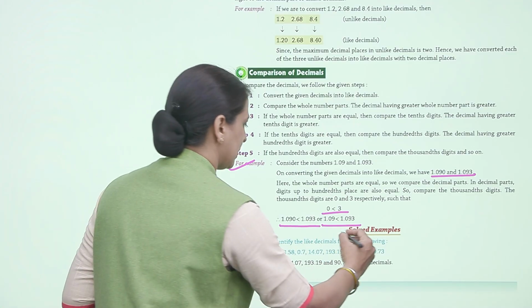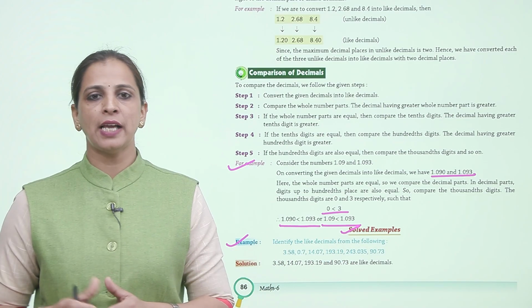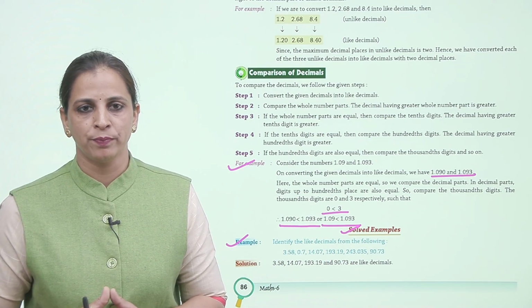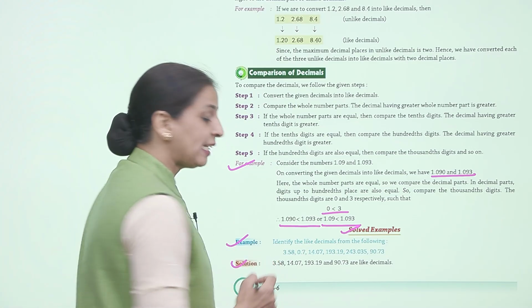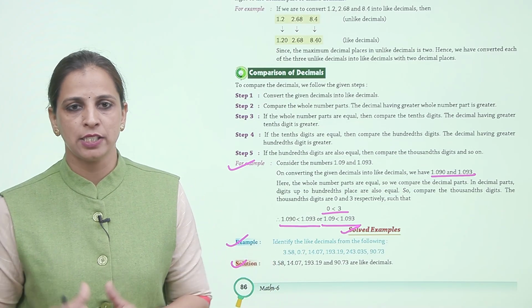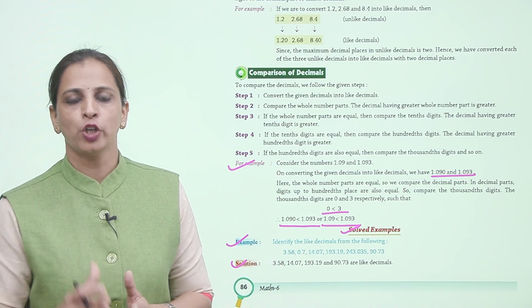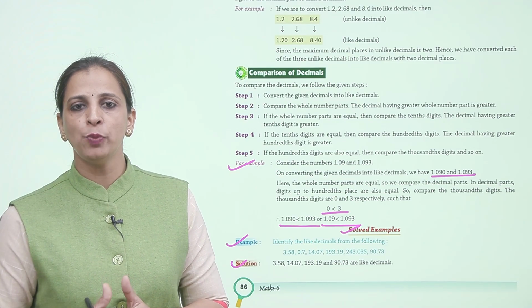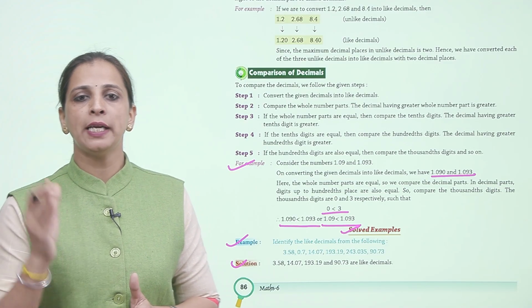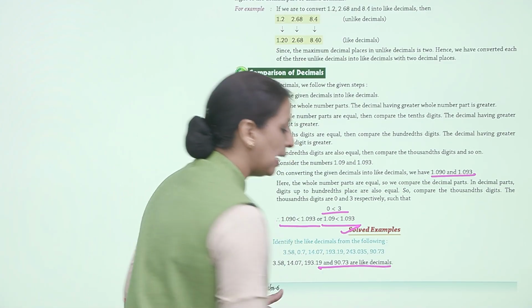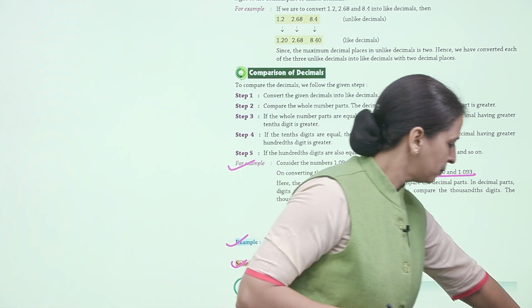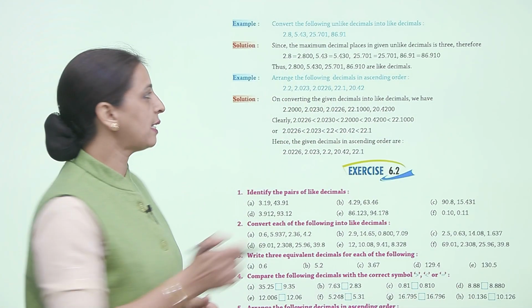Solved examples. Example करते हैं इसका. Identify the like decimals from the following. Solution करते हैं. Like decimals जिनके decimal places एक जैसे हैं. तो 3.58, 14.07, 193.19 and 90.73 are like decimals. Next example.